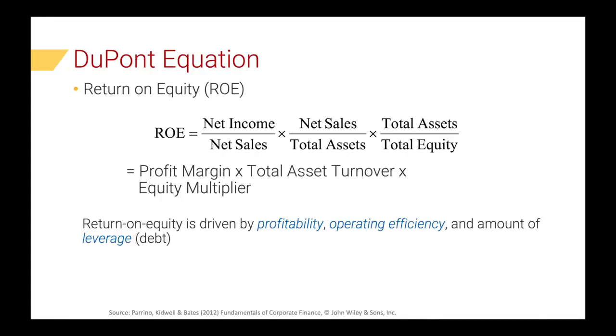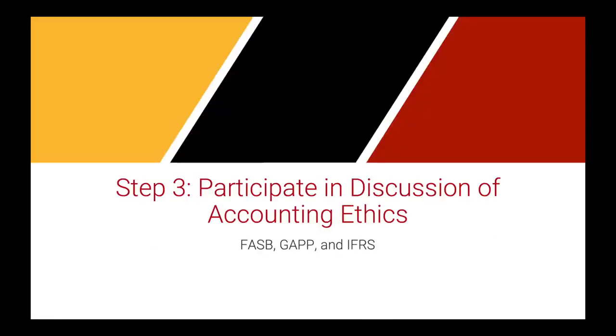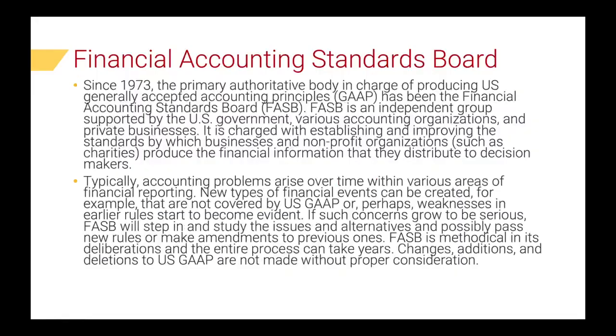Next, we come to step 3 in your project, which is to participate in the discussions of accounting ethics. Since 1973, the primary authoritative body in charge of producing U.S. generally accepted accounting principles, otherwise known as GAAP, has been the Financial Accounting Standards Board, FASB. FASB is an independent group supported by the U.S. government, various accounting organizations, and private businesses. It is charged with establishing and improving the standards by which businesses and nonprofit organizations produce the financial information that they distribute to decision makers.